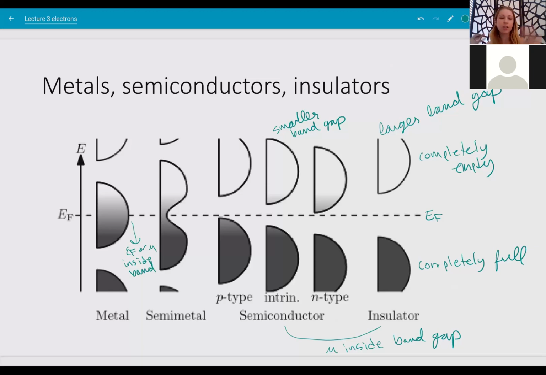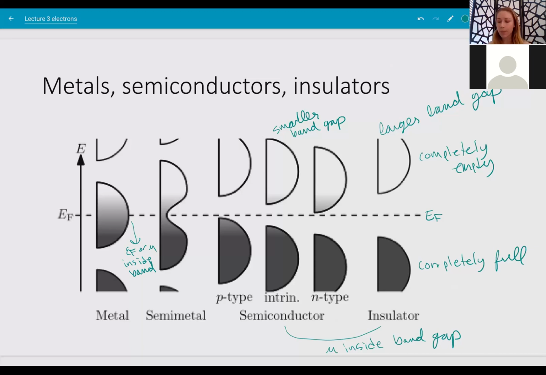So the sketch here shows a scenario not at zero temperature, but at finite temperature. Basically, the idea is that in a metal, you have your occupied states, but then there are some unoccupied states right above that. So there are low energy excitations that can be made. You don't need to traverse the entire band gap.